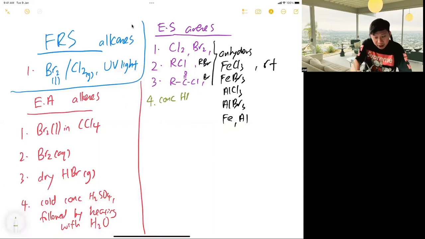Concentrated HNO3, concentrated H2SO4, 55 degrees Celsius. Nitration.